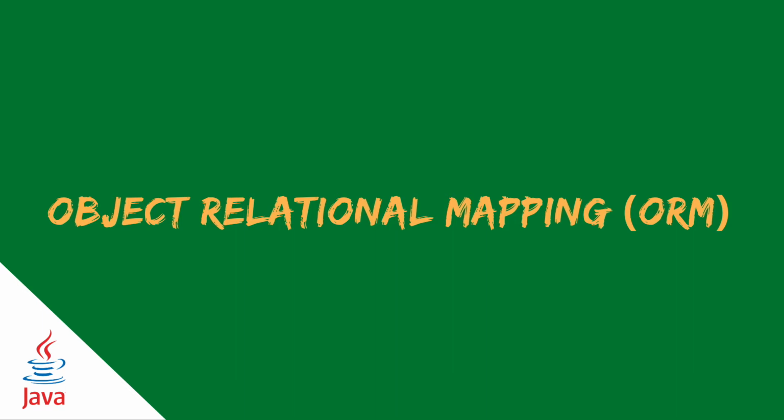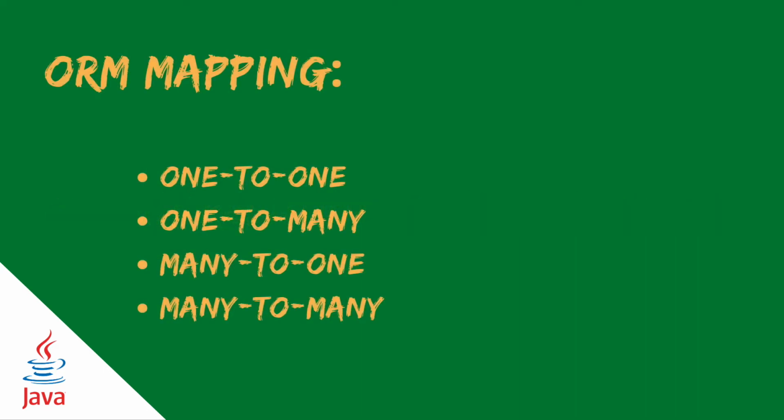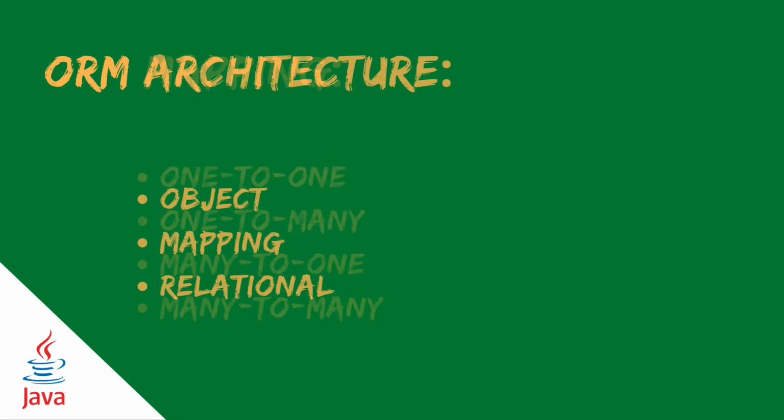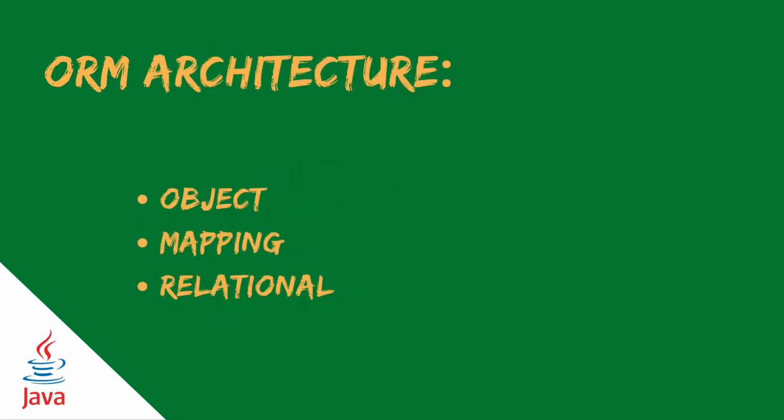Today, Hibernate ORM is one of the most mature JPA implementations and still a popular option for an ORM in Java. There are four different ORM mappings: the one-to-one, the one-to-many, the many-to-one, and the many-to-many. Each of them has a different annotation. The ORM architecture is composed of three parts: object, mapping, and relational parts. First, we have to create our object, a Java class that contains attributes and methods like getter and setter.